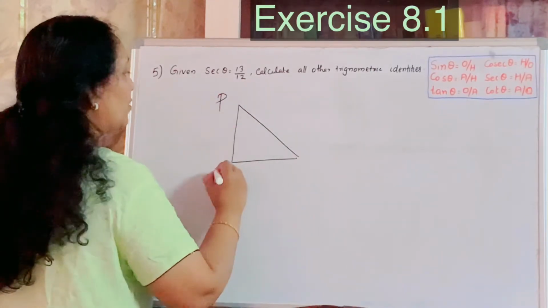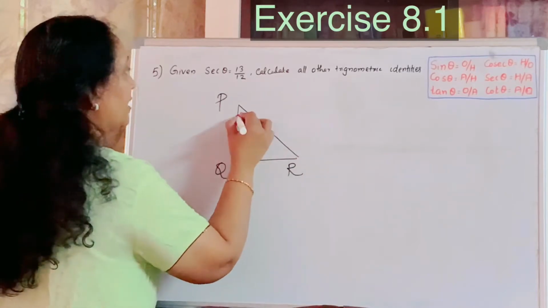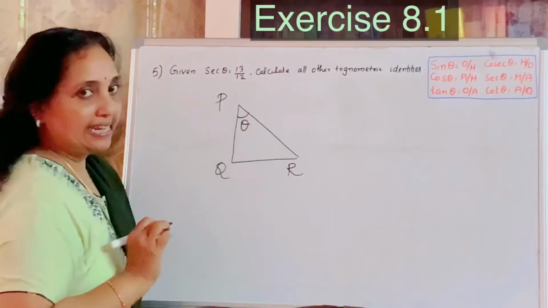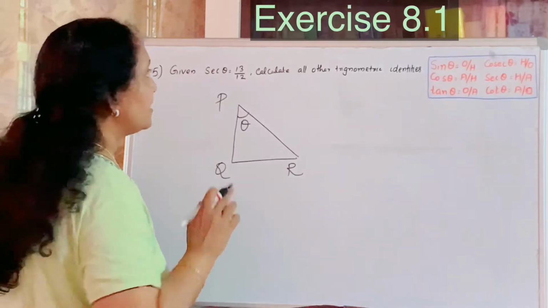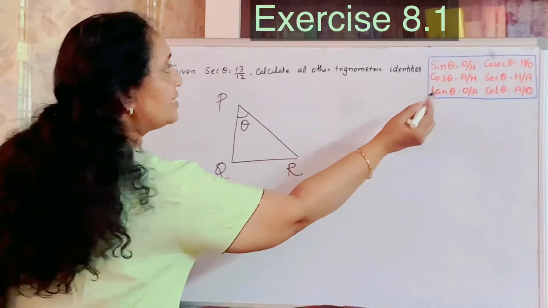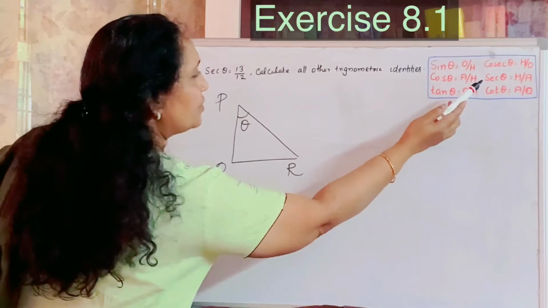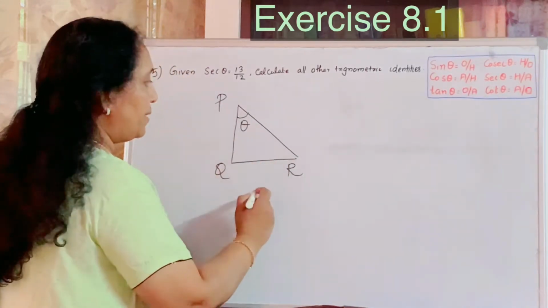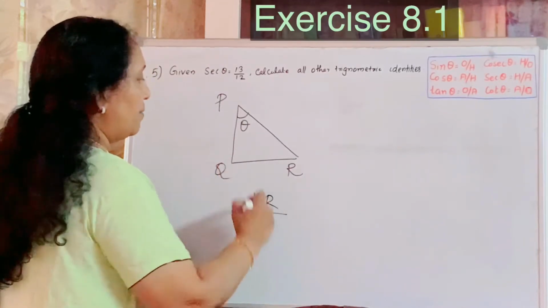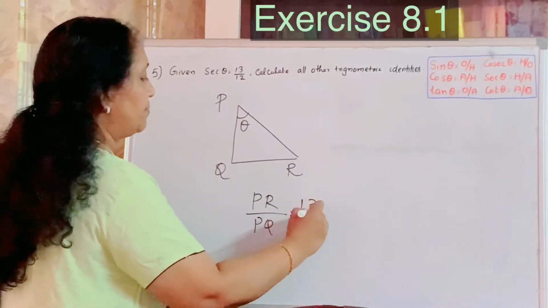So draw a triangle and this is theta, this angle, and sec theta is 13/2. Sec theta, what is sec theta? Sec theta is equal to hypotenuse by adjacent side. Here PR by PQ is 13/2.